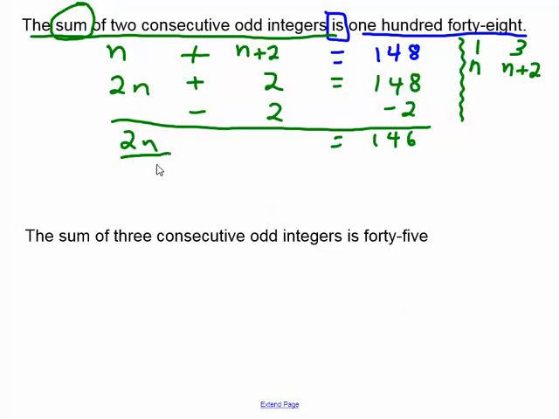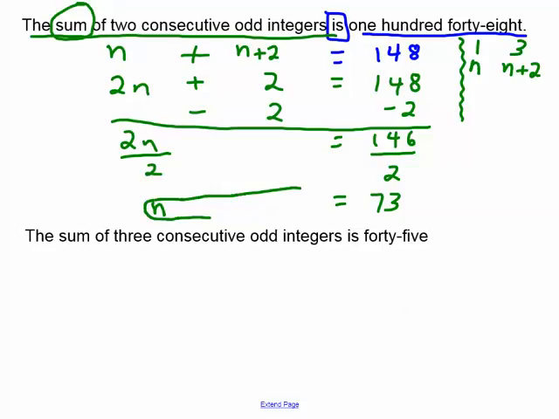Alright, I don't want to know what 2n is. I want to know what 1n is. So I divide by that coefficient. 2 divided by 2 is 1. We don't write that 1 as a coefficient, but it becomes 1. n equals 73, and I'm done.